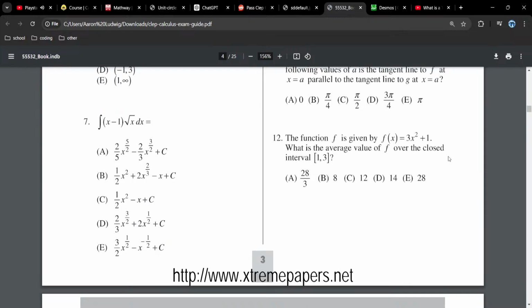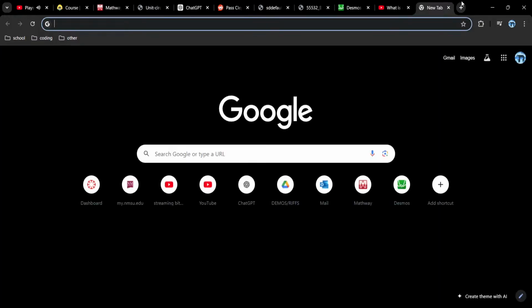So let's see. The function f is given by that. What is the average value of f over the closed interval 1 to 3? So what does average value of f mean? I think it means slope. Slope is an average, right?